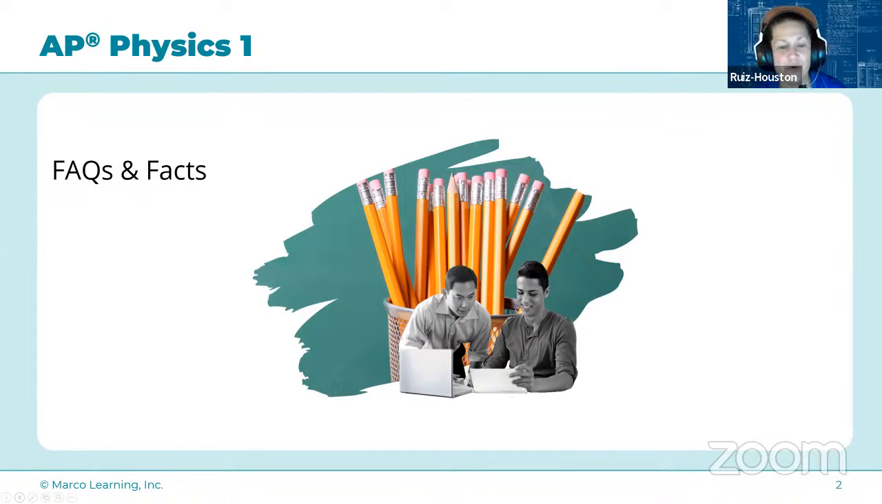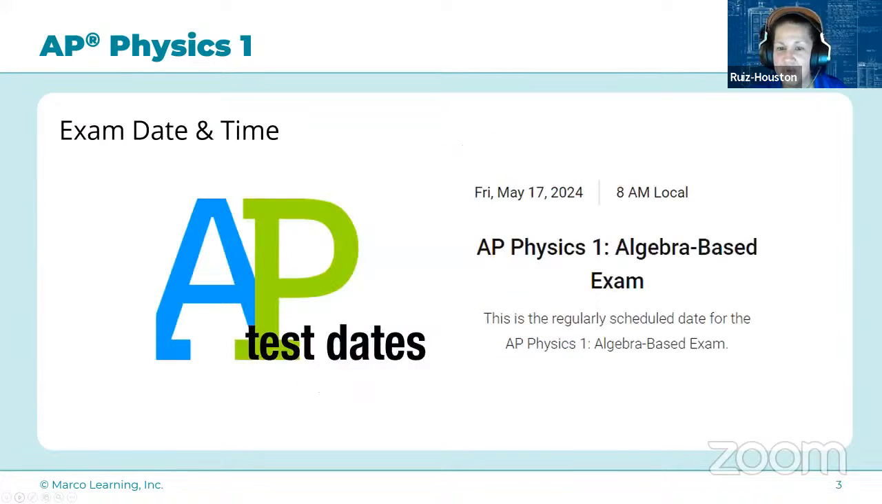For our facts and our FAQs, surprise, surprise, our exam date is tomorrow, 8 a.m. sharp. Depending upon where you go to school, they may have you coming in early or extra early and feeding you breakfast, or they might have you just starting out right around 7:30 in the room so you can start processing all that paperwork of getting the labels in the right places. But you'll start pretty promptly at 8 a.m.